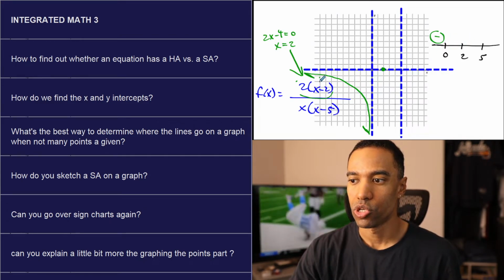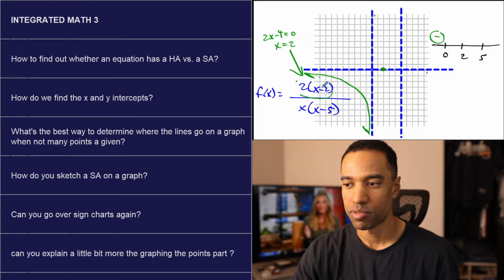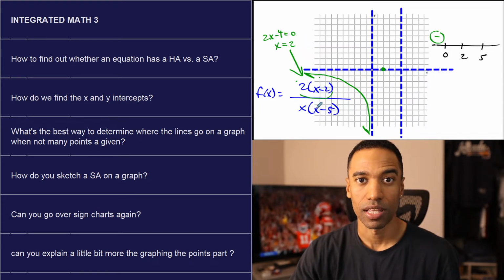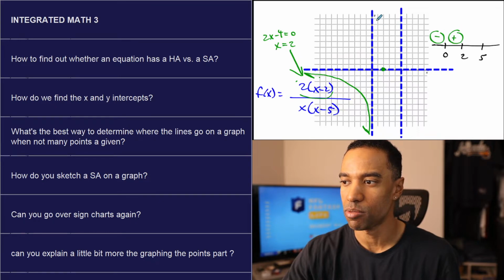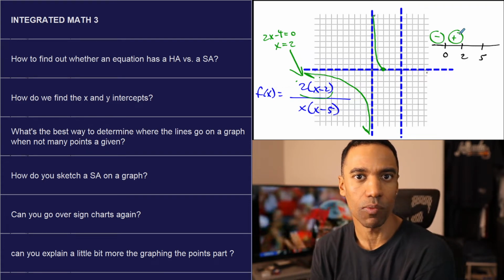In between 0 and 2, let's plug in 1. 2 times negative 1. 2 times positive times negative divided by positive times negative. That's a negative over negative, which is positive. That actually means it comes from the top right here. It comes from the top and curves itself down. I don't care what the value was. I care what the sign was.